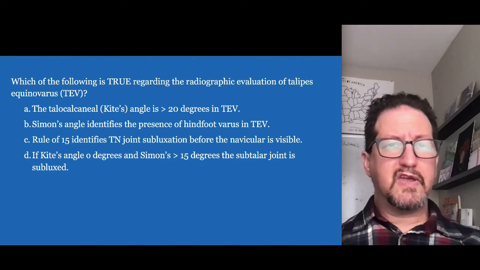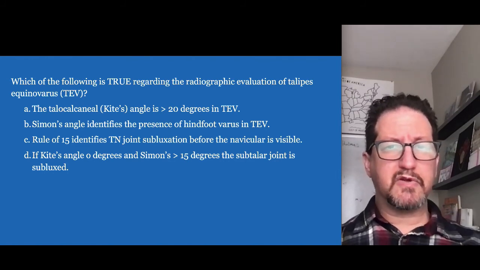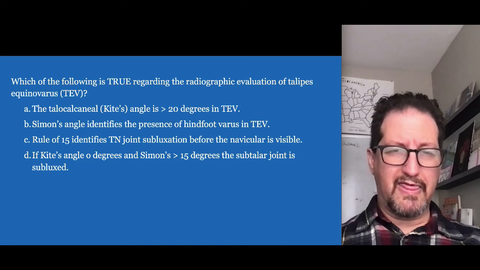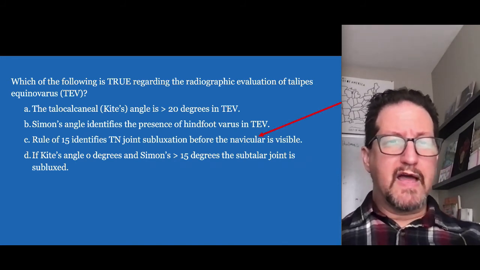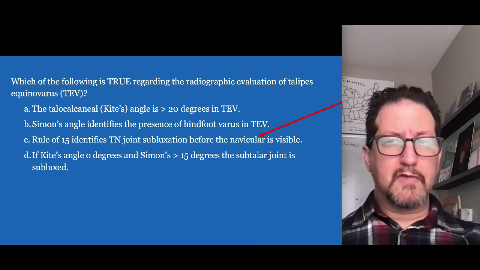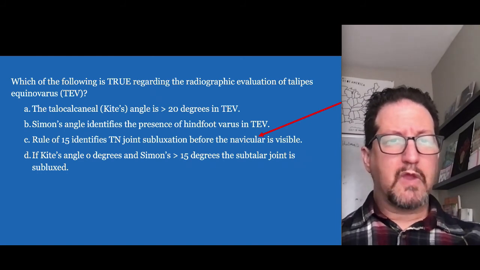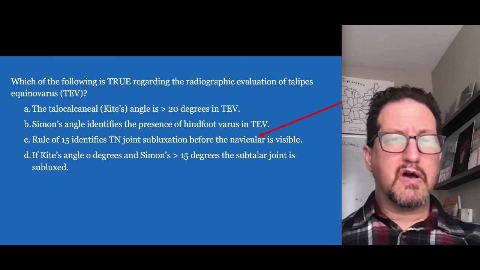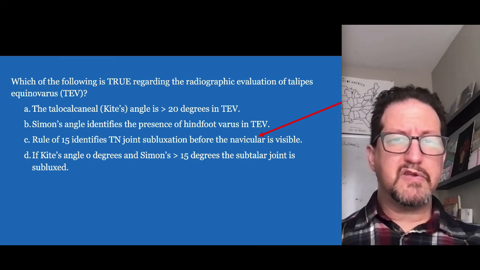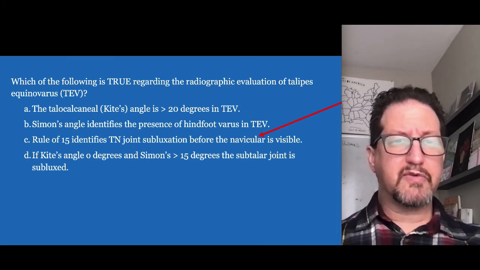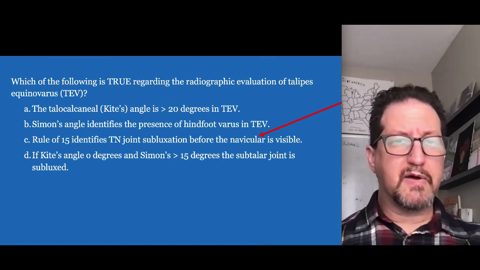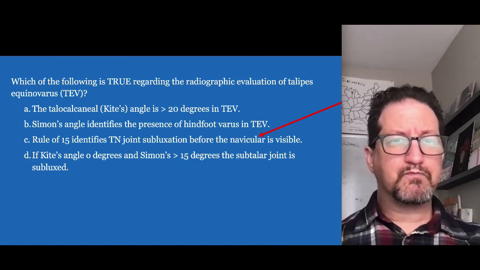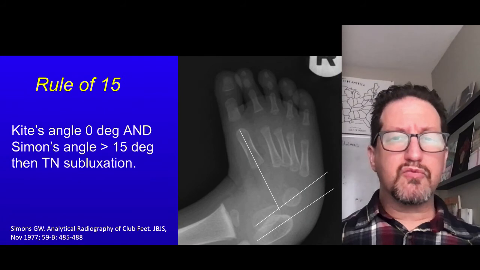C, the rule of 15 identifies TN joint subluxation before the navicular is visible, and that is true. And we're going to go over that in just a minute in case that doesn't sound familiar. D, if Kite's angle is 0 degrees and Simmons is greater than 15 degrees, the subtalar joint is subluxed. Well, neither of those things tell us anything about the subtalar joint, so that can't possibly be true. So this is the rule of 15.